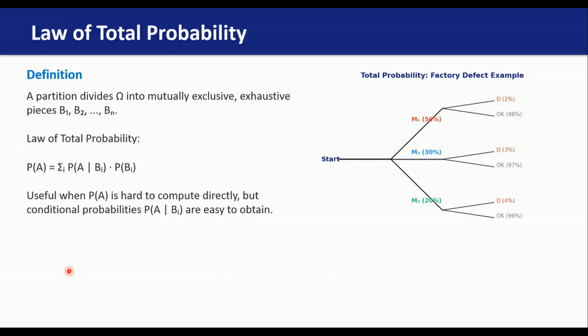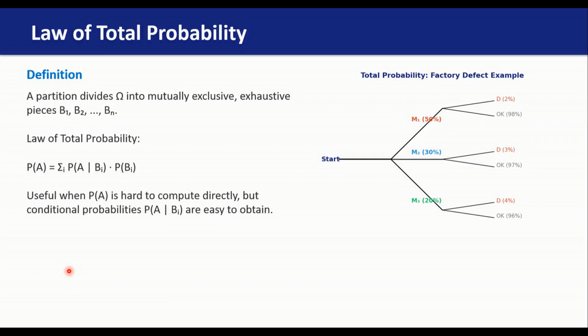Okay, let's talk about the law of total probability. The law of total probability is a trick for breaking hard problems into smaller, easier pieces. First, we need a partition. A partition splits omega into groups that do not overlap and together cover everything. For example, think of cutting a pie into slices. No slice overlaps another, and together they make the whole pie.